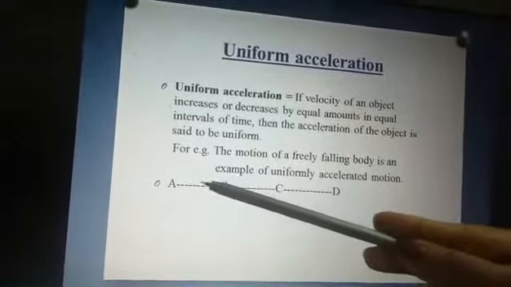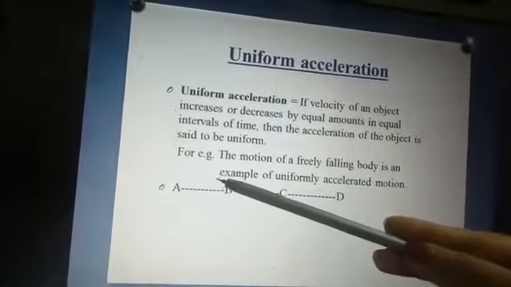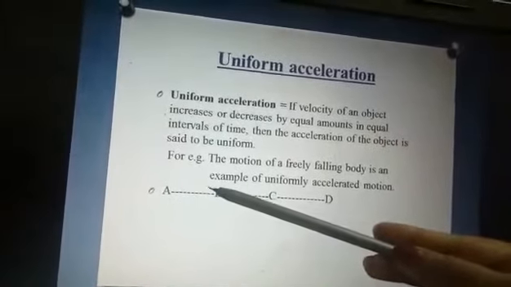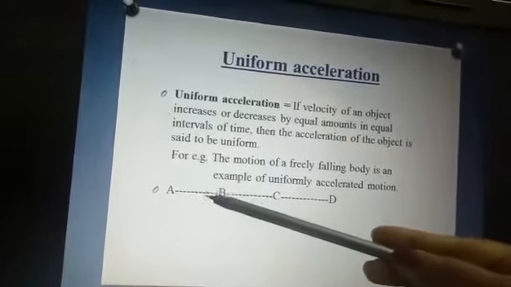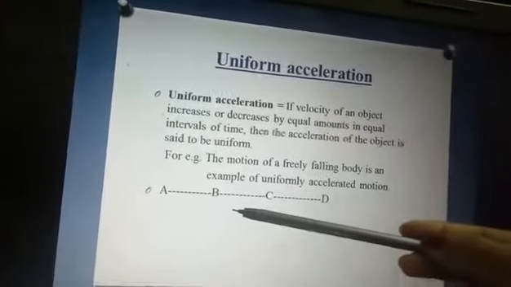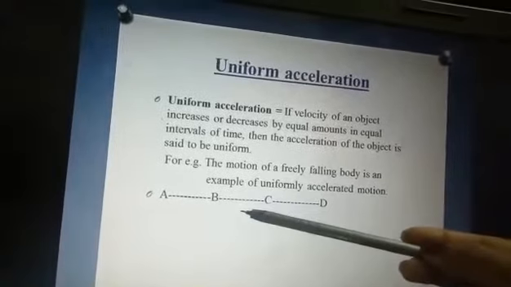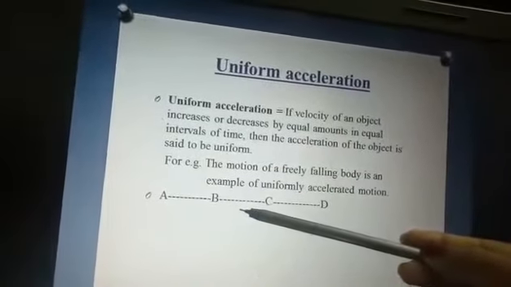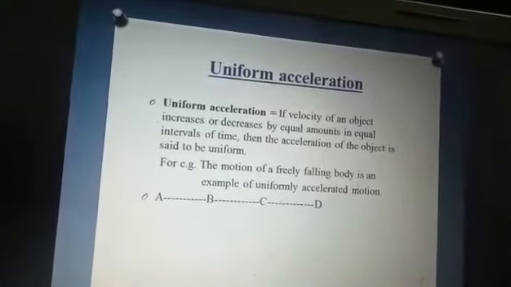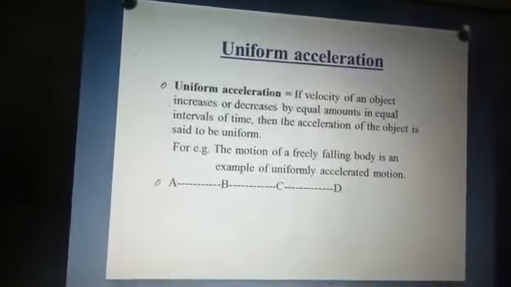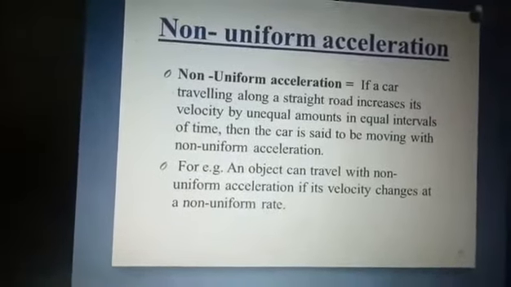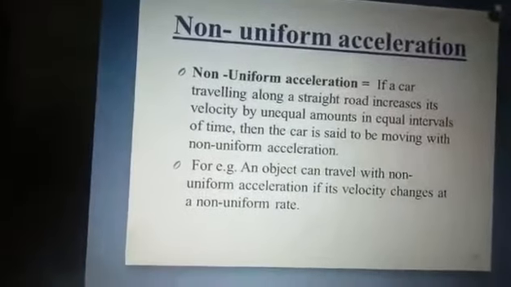So here we have 2 upon 2, that is change in velocity upon time. For this section the velocity is 2 and the time is also 2, so 2 upon 2 is 1. For this section we have velocity 3, so 3 upon 2 is 1.5, and for this section we have 1 upon 2, so it is 0.5. So for each section we have different values. So this is known as non-uniform acceleration.